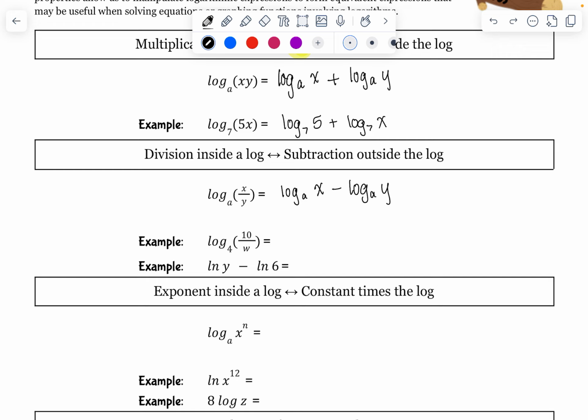So for our example, if you want to try those first, you can pause the video and then I will have my answers. So for the first example, that would turn into log base 4 of 10 minus log base 4 of w. For the second one, it's already expanded, so I'm actually going to work backwards to condense it. Well, I have natural log of y minus natural log of 6, so I keep that same natural log. And since y was listed first, y has to go in my numerator and 6 will go in my denominator.